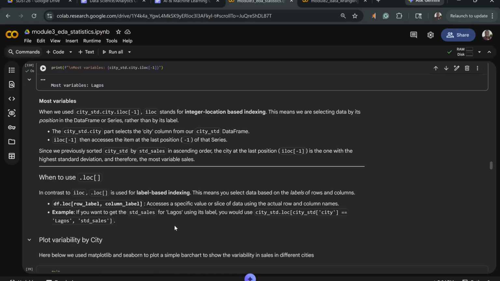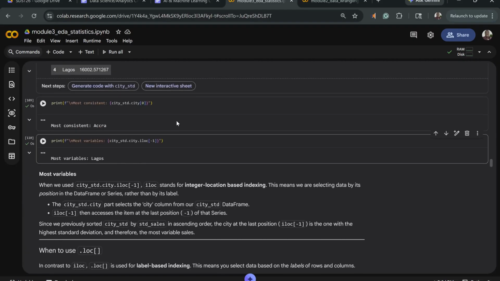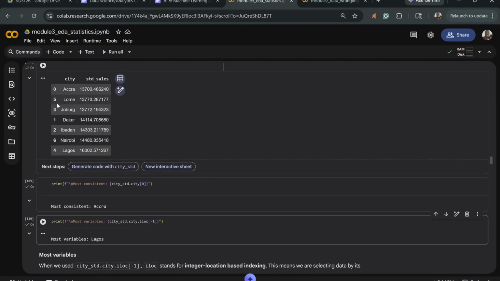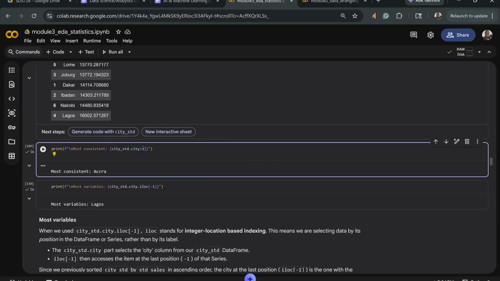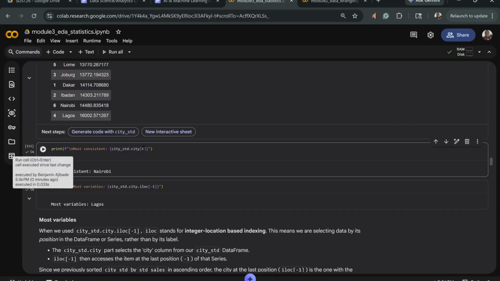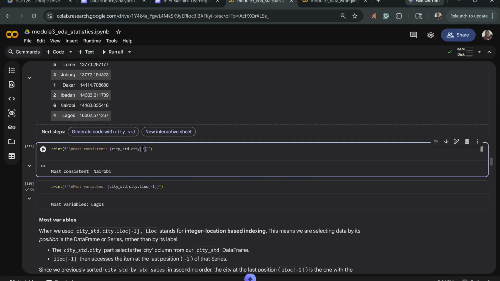Why do we use iloc? When we use iloc here, it stands for integer location-based indexing. This means we are selecting data by its position in a data frame or series rather than by its label. Sometimes we could have used the label, but now we wanted to use the integer location. Remember, here it's going to be 0, 1, 2, 3, 4, 5, 6. So if we put 7 here, it will give us Lagos.